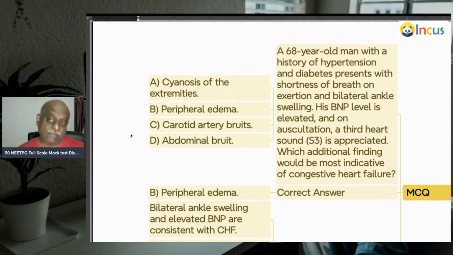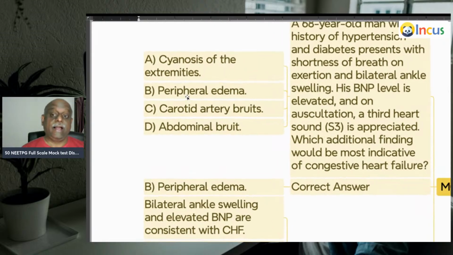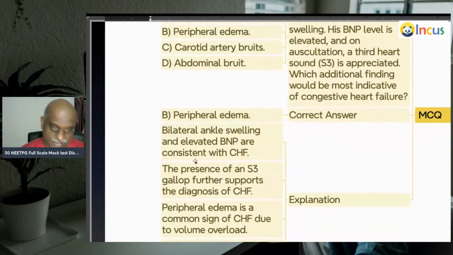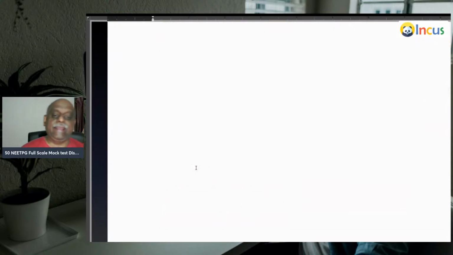A 68-year-old with a history of hypertension, diabetes, shortness of breath, BNP is elevated, third heart sound, S3 is appreciated. That means she has congestive heart failure, in which peripheral edema is indicative of right heart failure, which is the most important feature consistent with CHF clinically, is what you should remember.